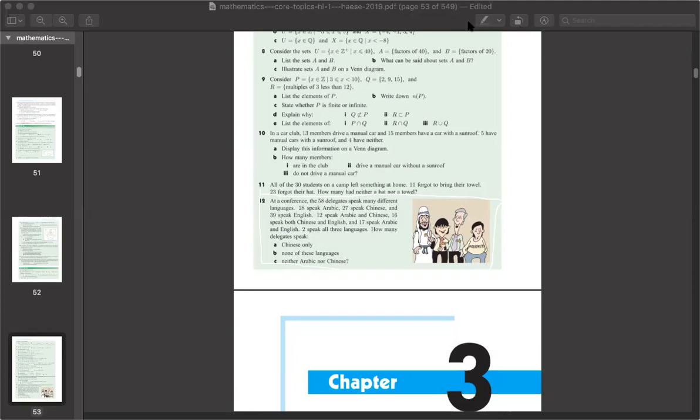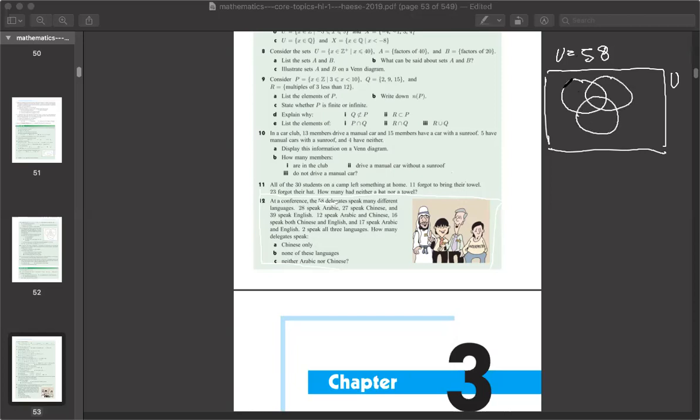Oh, my timer's over. I guess we can start discussing this. Okay, so at a conference, 58 delegates speak many different languages. So in this conference, we have a total of 58 people. There's Arabic, Chinese, and English. You can assume that there are 3 sets: Arabic, Chinese, and English.